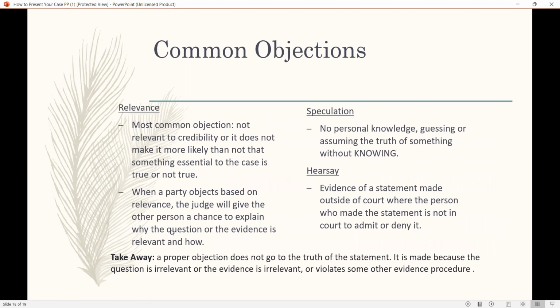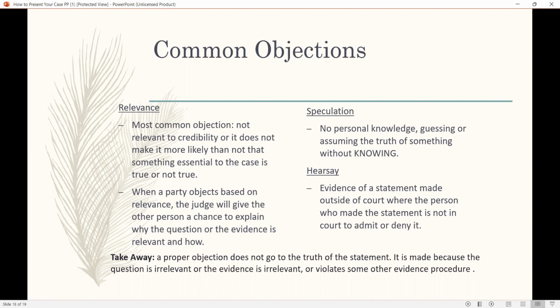Some common objections are relevance, which we've mentioned numerous times. This is the most common objection. It means that something is not relevant to credibility, or it does not make it more likely than not that something essential to the case is true or not true. When a party objects based on relevance, the judge will give the other person a chance to explain why the question or the evidence is relevant and how.